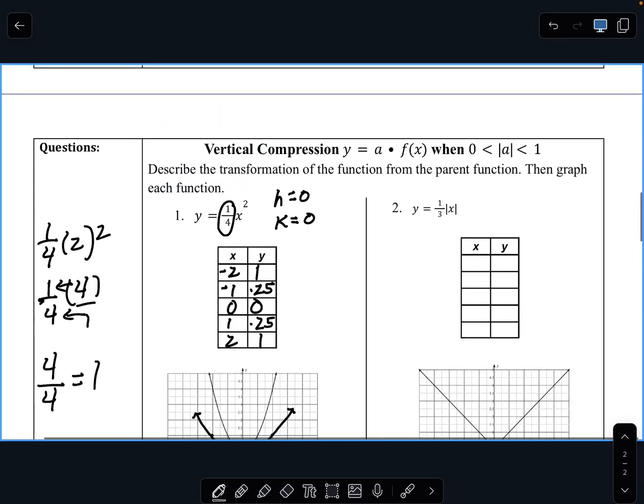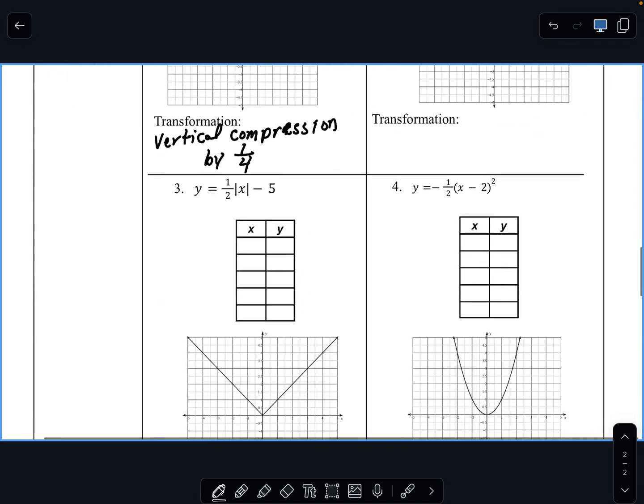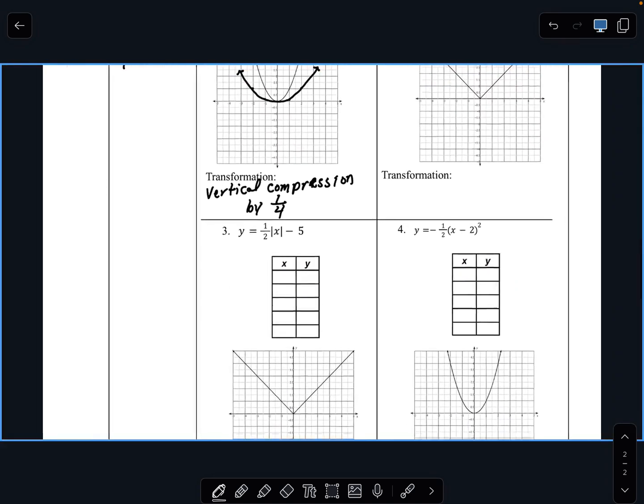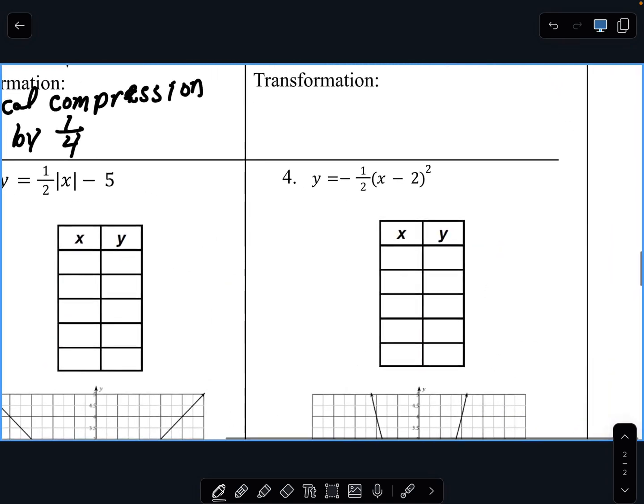I'm actually not going to do 2. I think I'll do 4. And then I'm going to leave 2 and 3 for you. All right, great. So here, I can see that I have a reflection. I can also see that I'm going to have a compression. Okay? And I'm also going to have a shift.